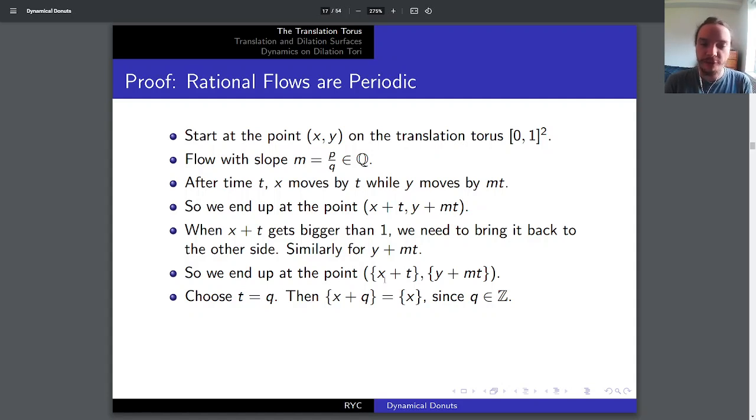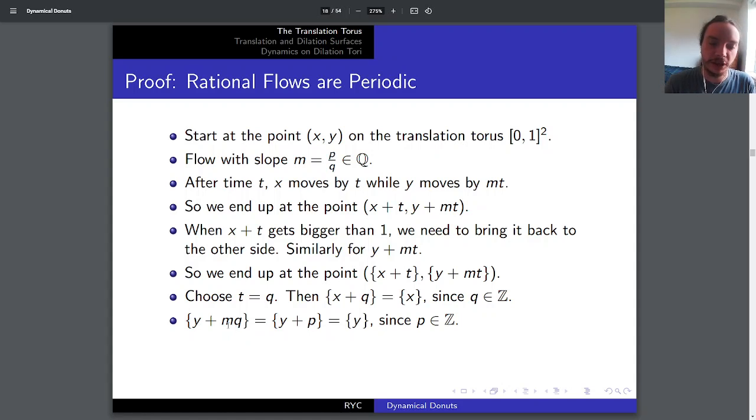Well, first of all, how far is x going to move? Well, x is going to move to x plus t, which is equal to x plus q, but q is an integer. So the fractional part of x plus q is just the fractional part of x, because q doesn't change anything that comes after the decimal point. Okay, so that's good. But what about y? Well, y plus m times t is equal to y plus m times q. But remember that m was equal to p over q.